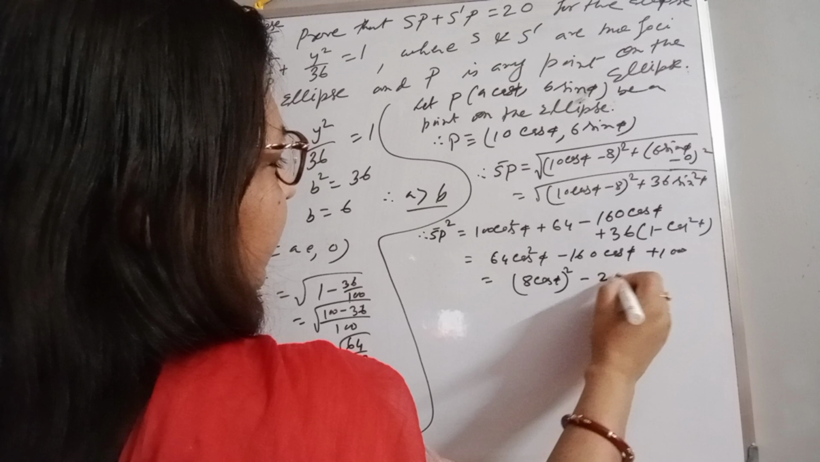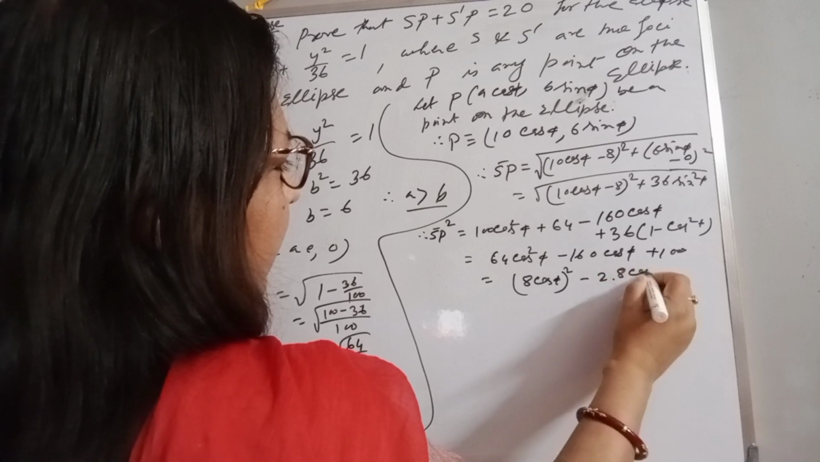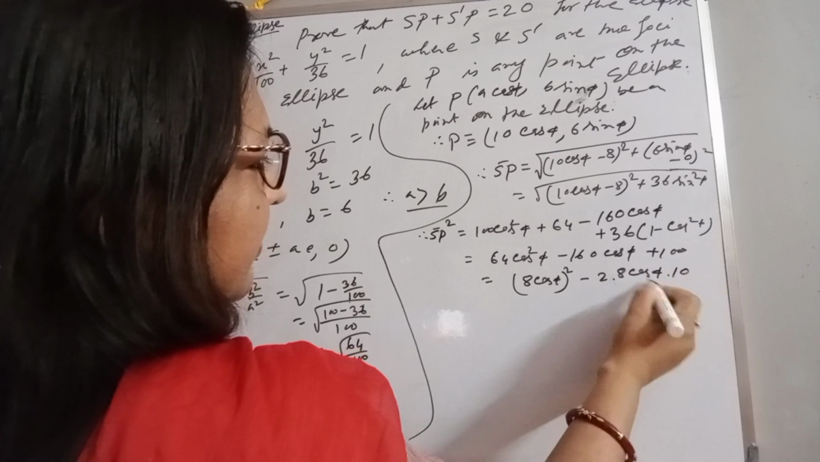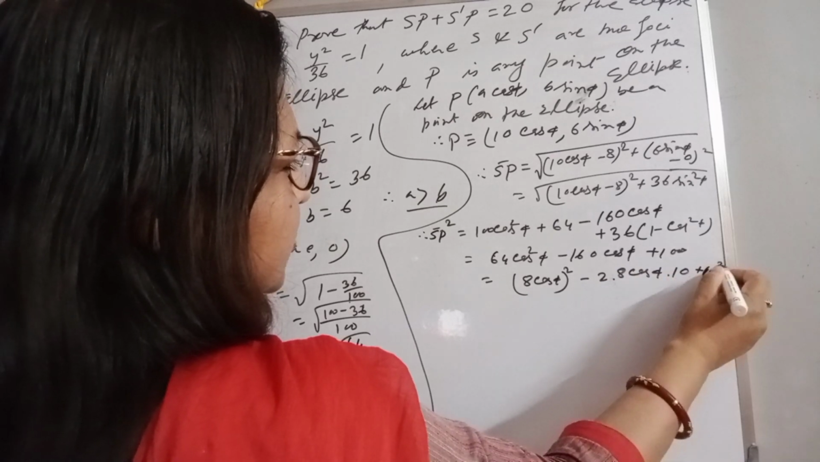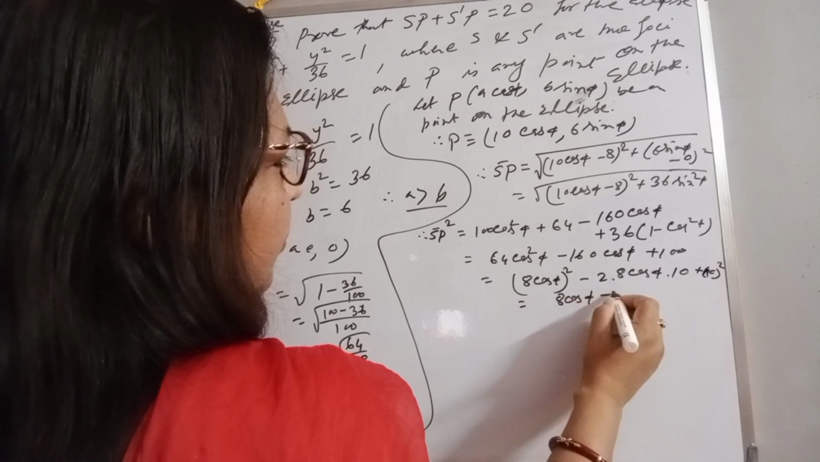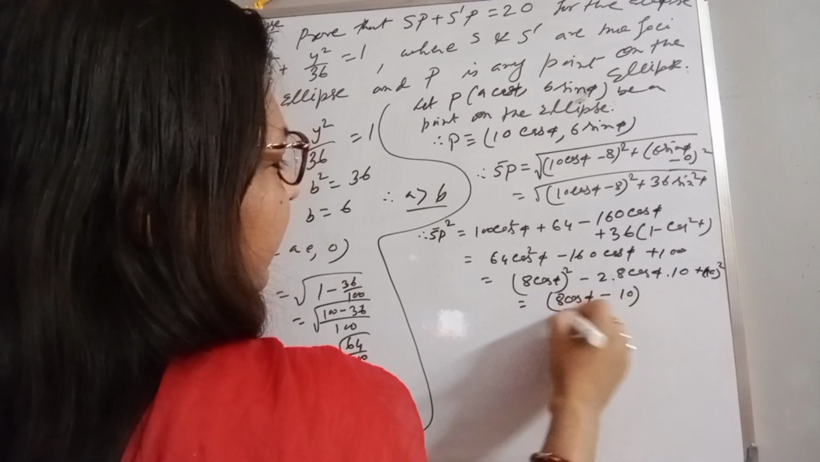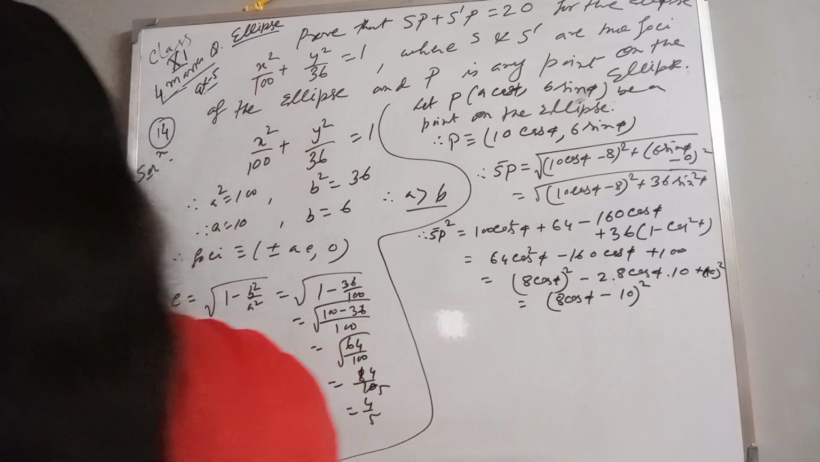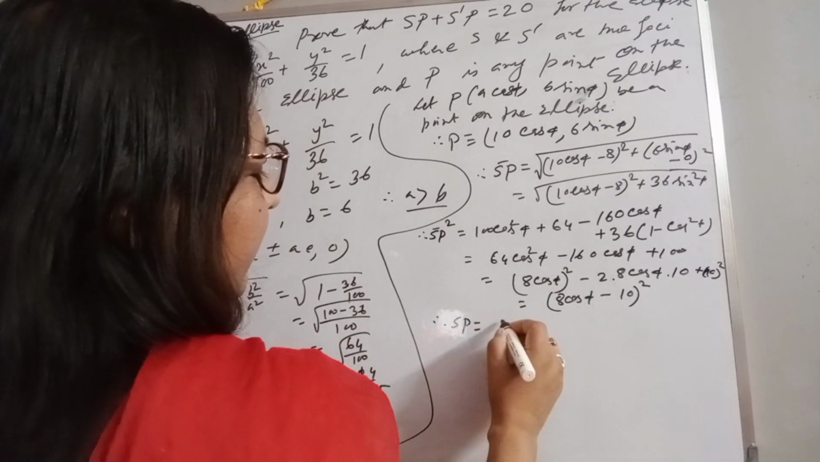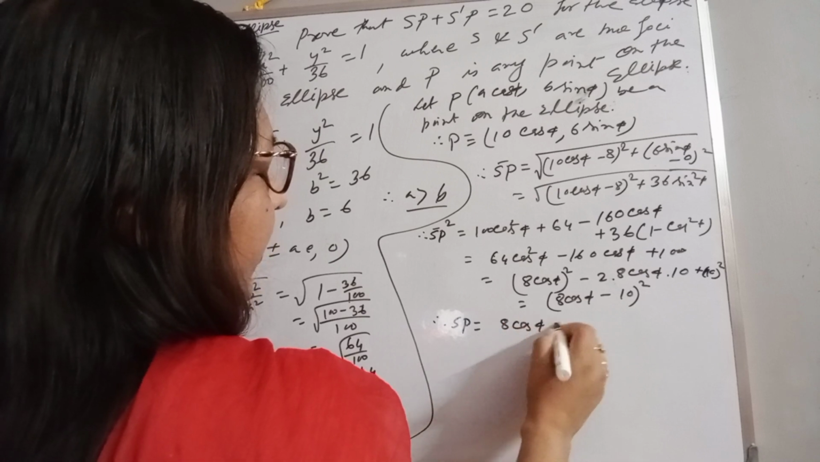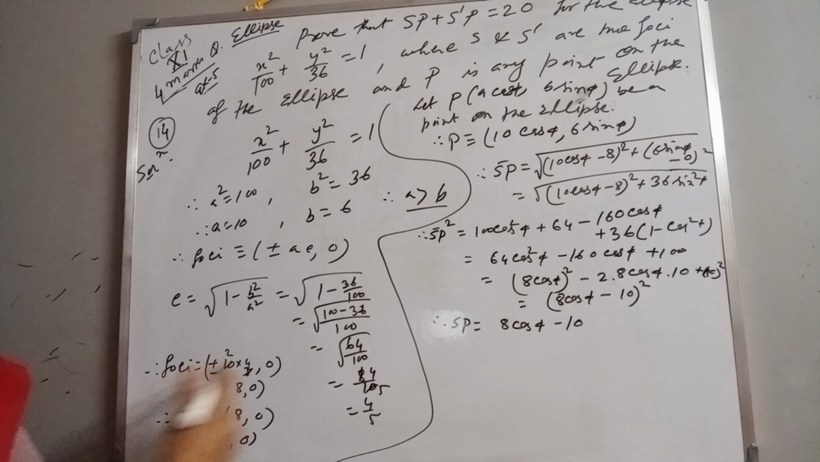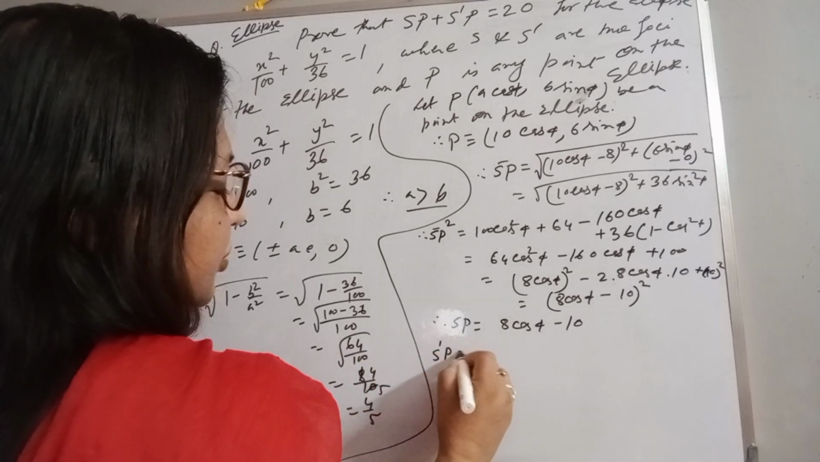A square minus twice A into B. 8 twos are 16, 16 into 10, and plus 10 square. So it is coming 8 cos phi minus 10 whole square. This is SP square, okay? Therefore, SP will be what? 8 cos phi minus 10. That is SP.